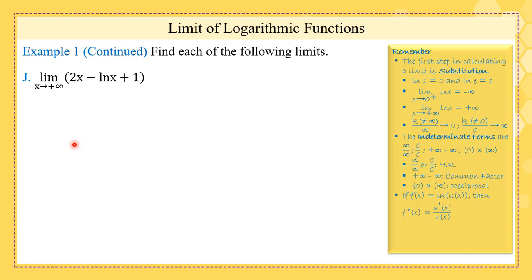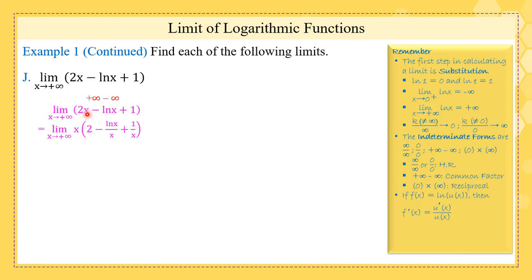And now let's continue with this limit. If we substitute, we get plus infinity minus infinity. And in case we have plus infinity minus infinity, we take a common factor. And let's see what we mean by this common factor. We either take x or ln x in common.